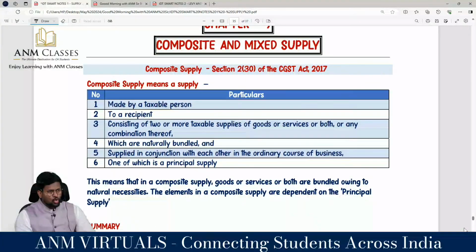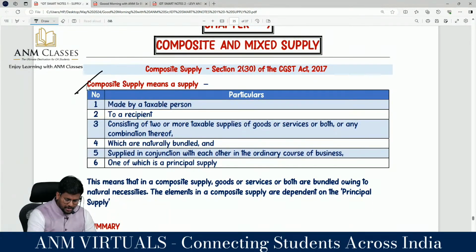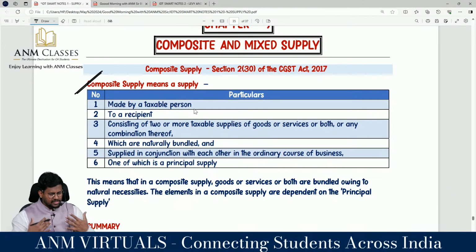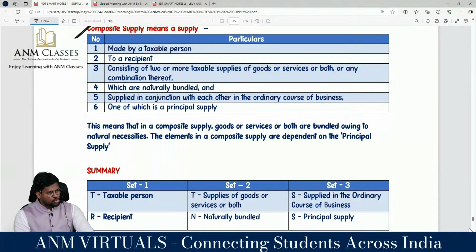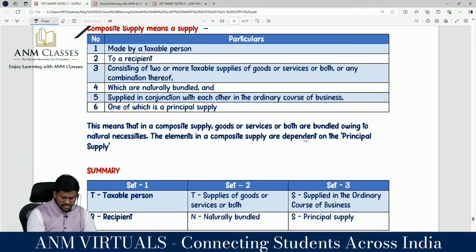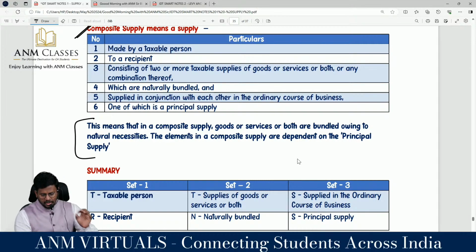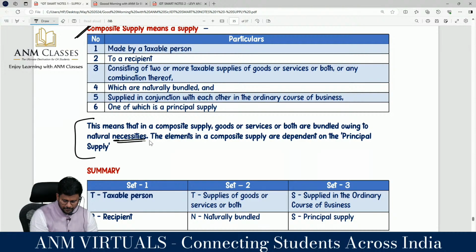We have understood that composite supply means a supply made by a taxable person to a recipient, consisting of two or more taxable supplies of goods or services or both, or any combination thereof, which are naturally bundled and supplied in conjunction with each other in the ordinary course of business, one of which is a principal supply. So we are having a shortcut. That means composite supply, goods or services or both, are bundled owing to necessity.